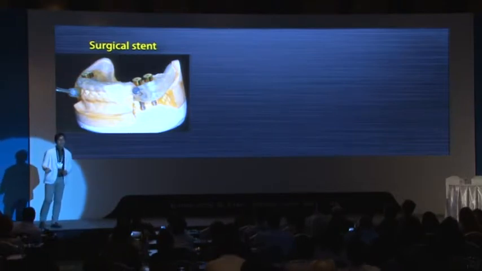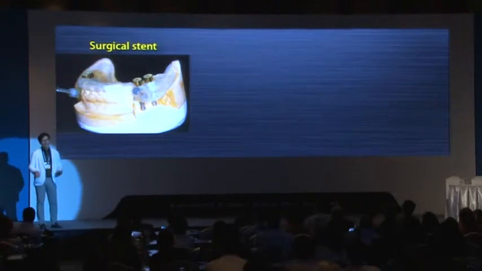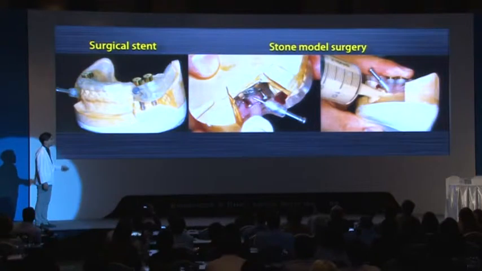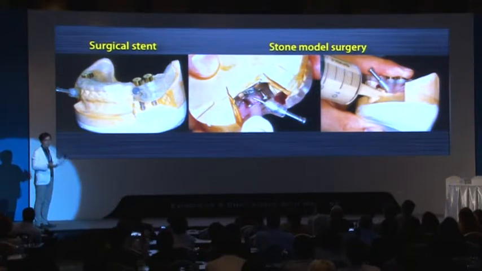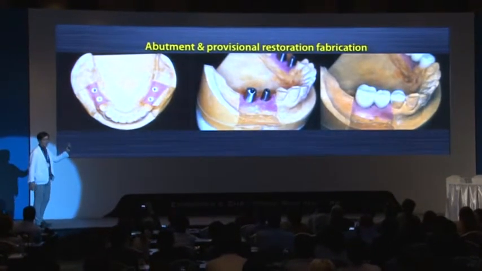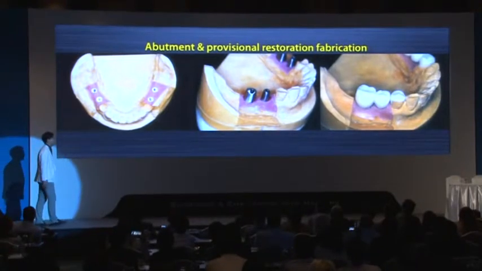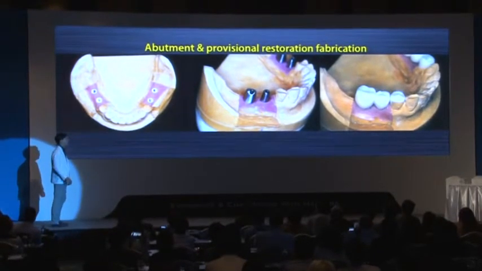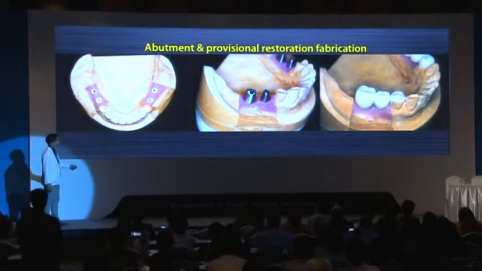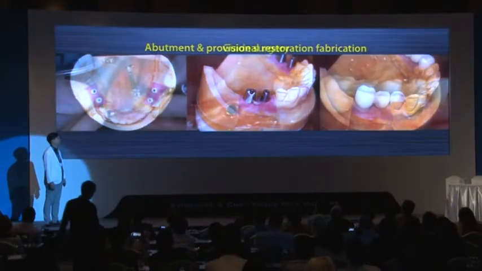And when the customer needs a prosthesis, they do these very complex procedures, die surgery, model surgery. They cut up the model, put in a lab analog, put in a gum, and put in stones. I think this is a very, very complex and stupid thing nowadays. After that, they make a customized abutment and provisional restorations like this.